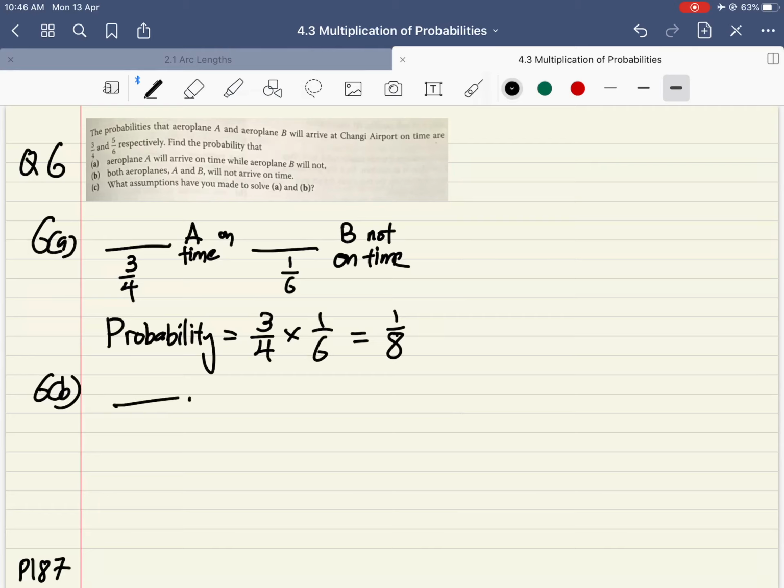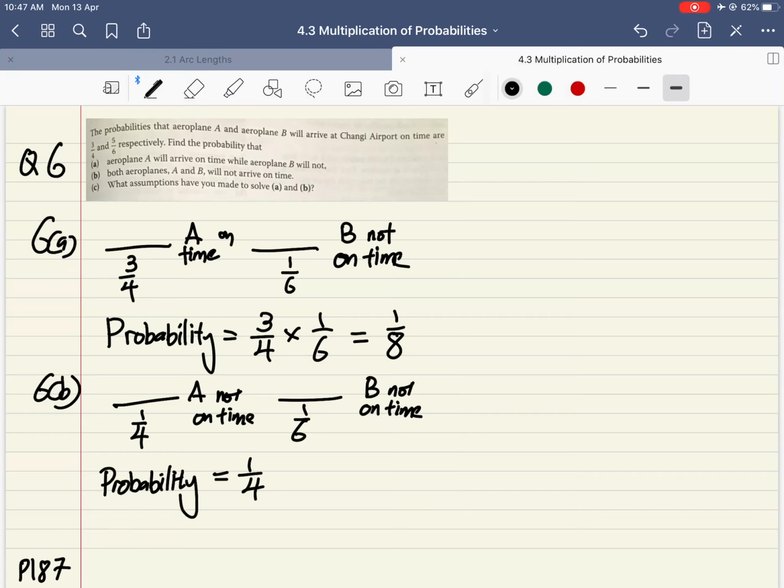Okay, for 6b, both planes will not arrive on time. So it is A not on time and B not on time. So A not on time is 1/4, B not on time is 1/6. So the probability that I'm looking for here is 1/4 times 1/6 is equal to 1/24.